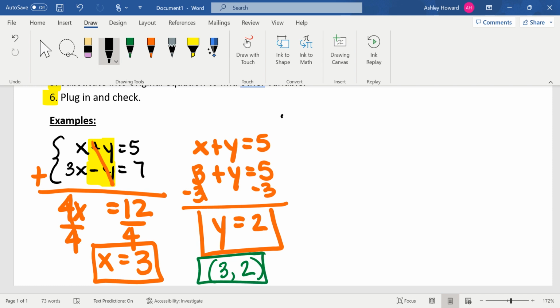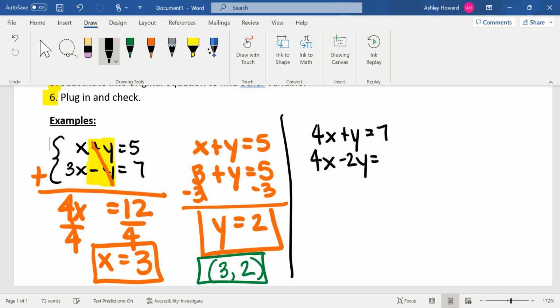Our next set is going to be 4x plus y is equal to 7, and 4x minus 2y is equal to 2. So we're going to go ahead and solve. They are both in standard form, with our x and y terms before the equals sign. We're going to look to see if we have coefficients that are opposite. 4 and 4 on our x's are the exact same number, so those are not opposites. And y and negative 2y are, again, not opposites.